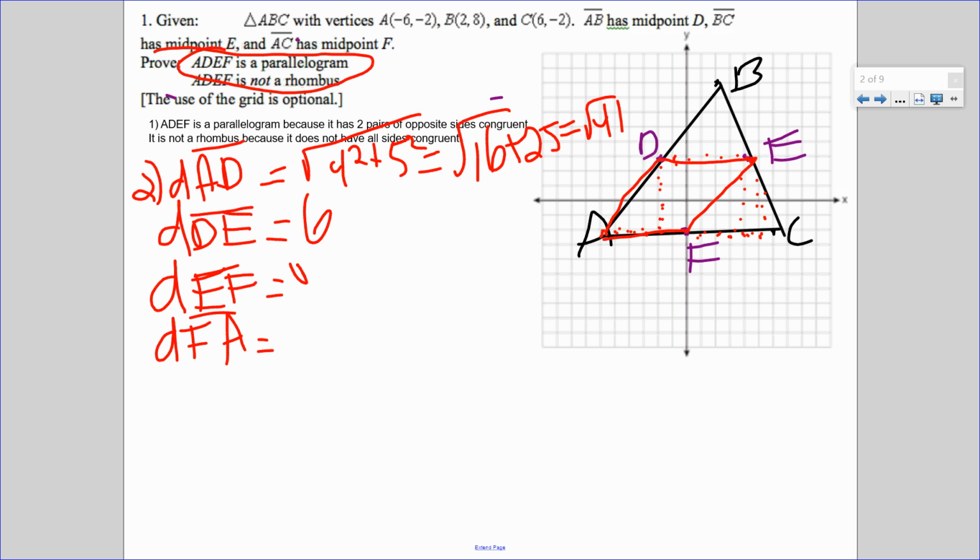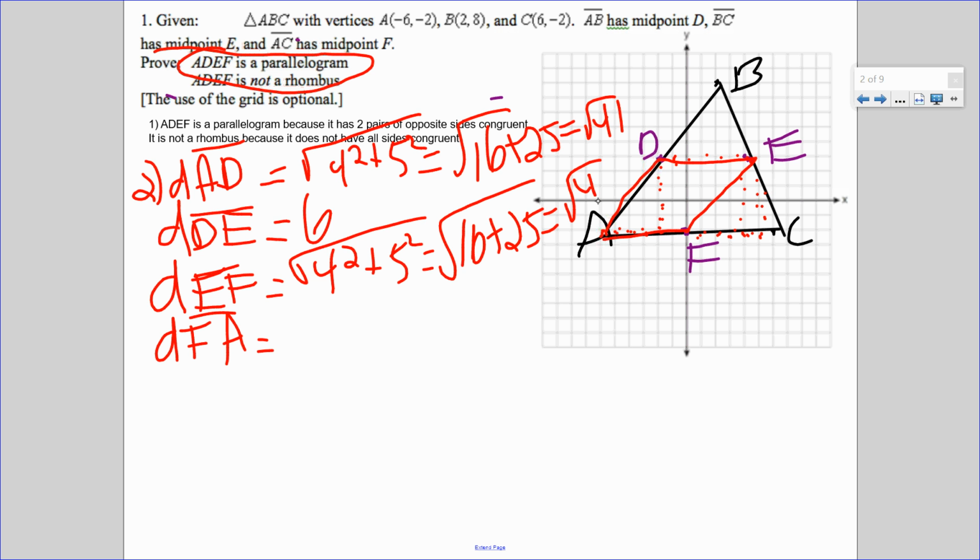Four squared and 5 squared. Again, it's a little bit hard on this graph to see what's going on. And FA is again a straight line. 1, 2, 3, 4, 5, 6. So to prove it's a parallelogram, I said it has two pairs of opposite sides congruent.